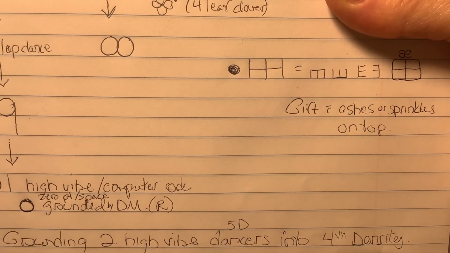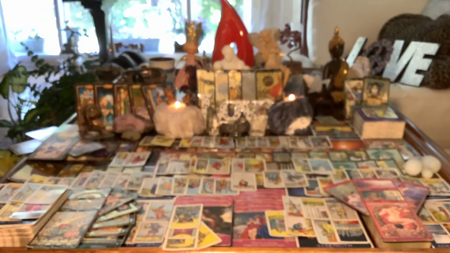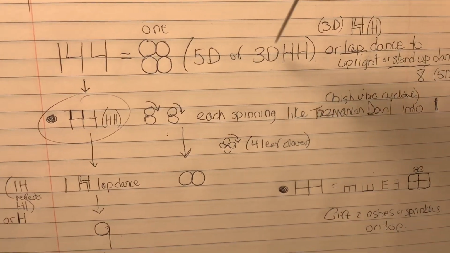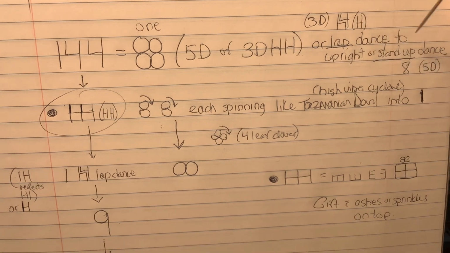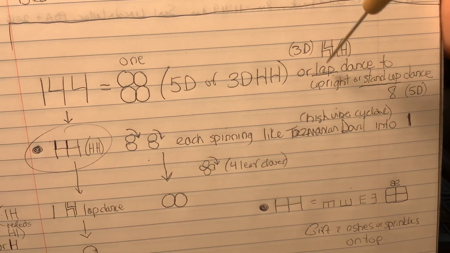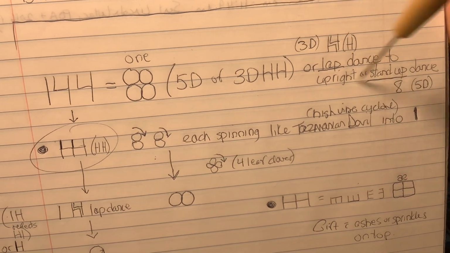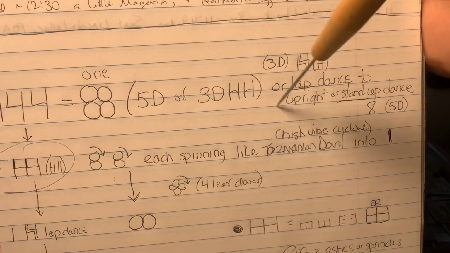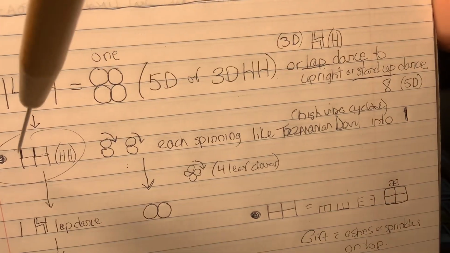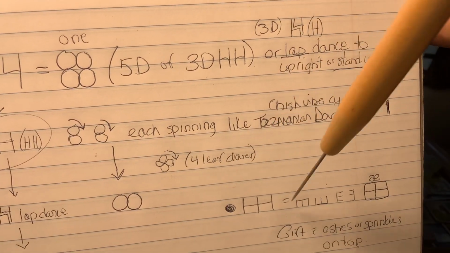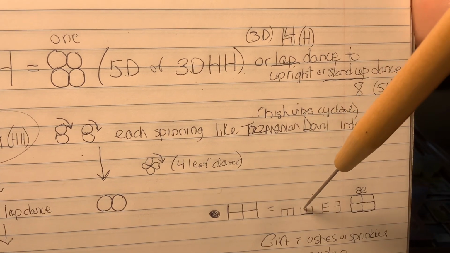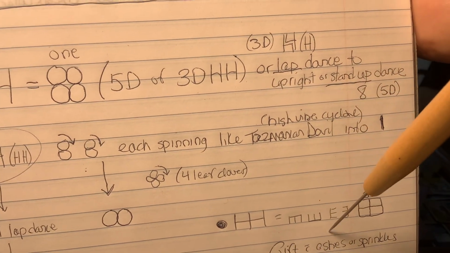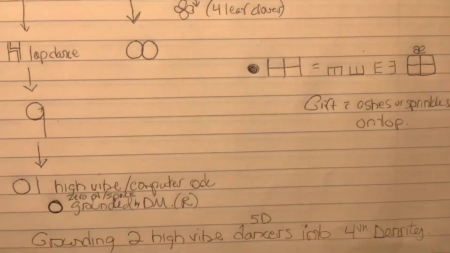Okay, so grounding two high vibe 5D dancers into the fourth density here. So I also want you to notice here, whoops. So what I have over here is just showing you the 3D HH and the 5D 88, or the lap dance to upright or stand-up dance, right? So we have the lap sitting dance, or the 88, which is the stand-up dance in the 5D. And again, the spinning of the 8s is like the Tasmanian devil, the cyclone, in that high vibration into 1 or 0 point. And then also you see the HH over here is also the same as the symbol that you get when I talk about the rolling stone of the M and the W and the E and the 3, which together become the gift with the ash on top, the AE, which is the gift with ashes or sprinkles on top.